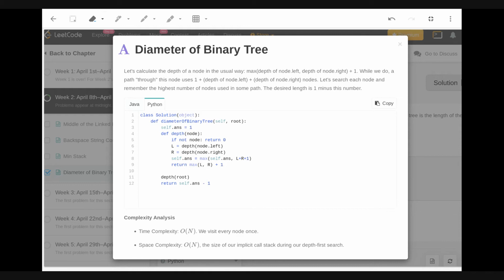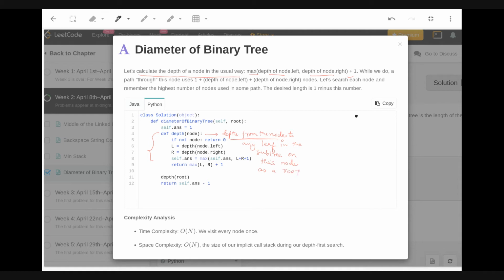What they are saying is let's calculate the depth of the node in the usual way, which means doing the max depth of the node on the left and the depth of the right node plus 1. And here they have defined a function depth. This function gives basically the max depth from the node to any leaf in the subtree with this node as a root.